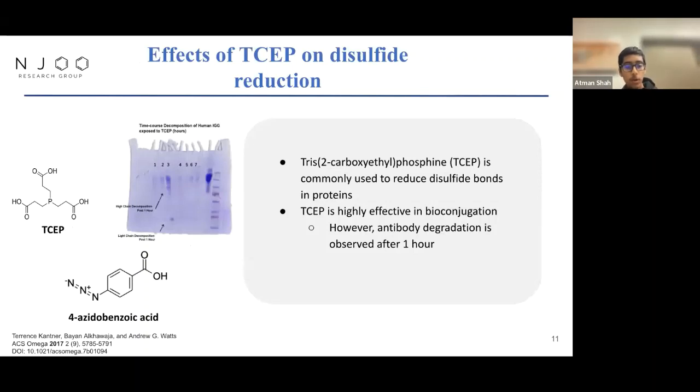And so one important step in the conjugation of ADCs is the reduction of disulfides on monoclonal antibodies. So disulfides are essentially two sulfur atoms bonded together, and they're present on cysteines, which are one of the amino acids that will make up a monoclonal antibody.